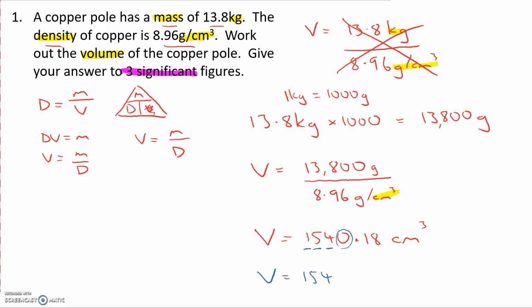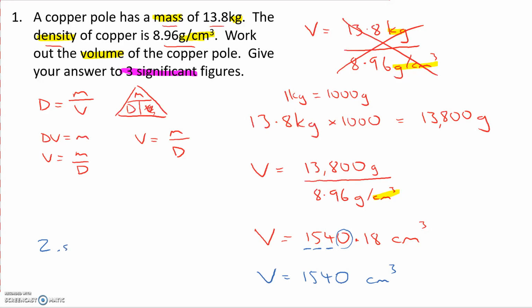Okay, now that's 3 figures, but I can't just not put another one because 154 is nowhere near the same size as 1,540. So this is a bit of an odd one, 3 significant figures here, because we're going to need to add that 0 as a placeholder. Okay, so volume is 1,540 cubic centimetres. Alright, that's a little bit of a trick that it says 3, well, it's not a trick. 3 significant figures here is a bit of a weird one.